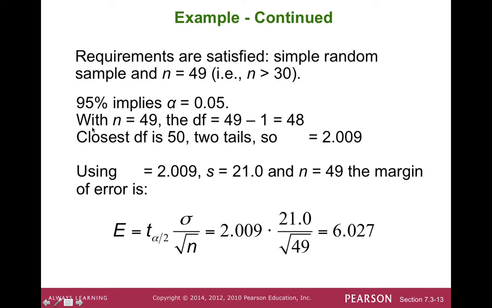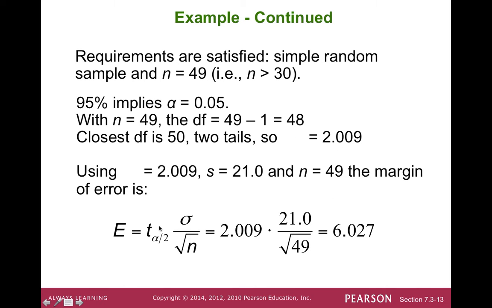All right, so we know our n is 49, and our df, which is our degrees of freedom, is going to be n minus 1, which is 48. So the closest df, the degrees of freedom, is actually 50 with 2 tails. And so we're able to use those numbers to then estimate and calculate that margin of error. So that's what this is here, that margin of error.